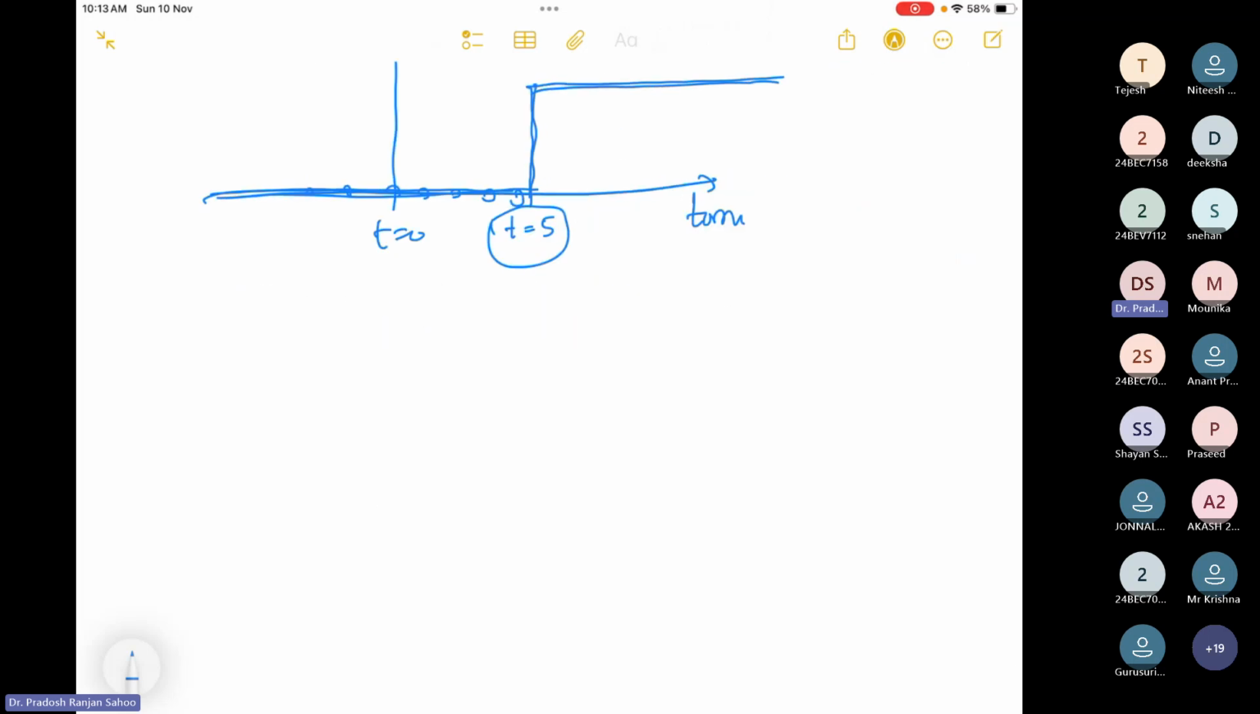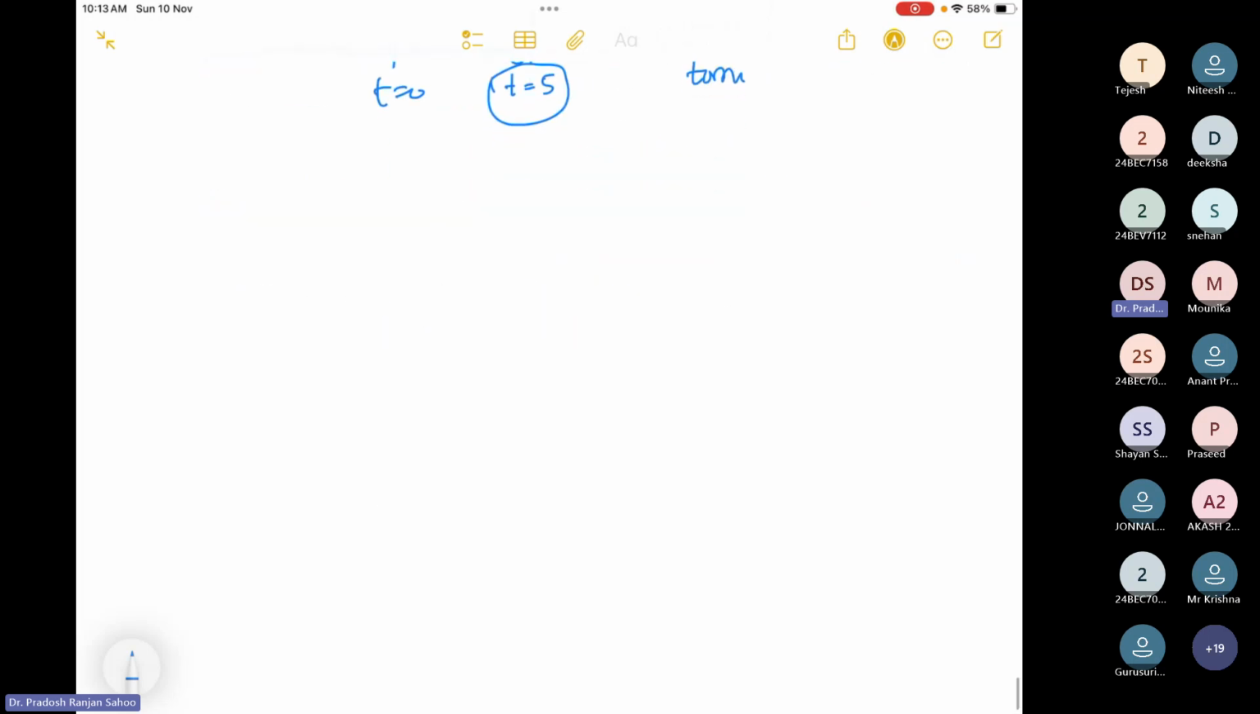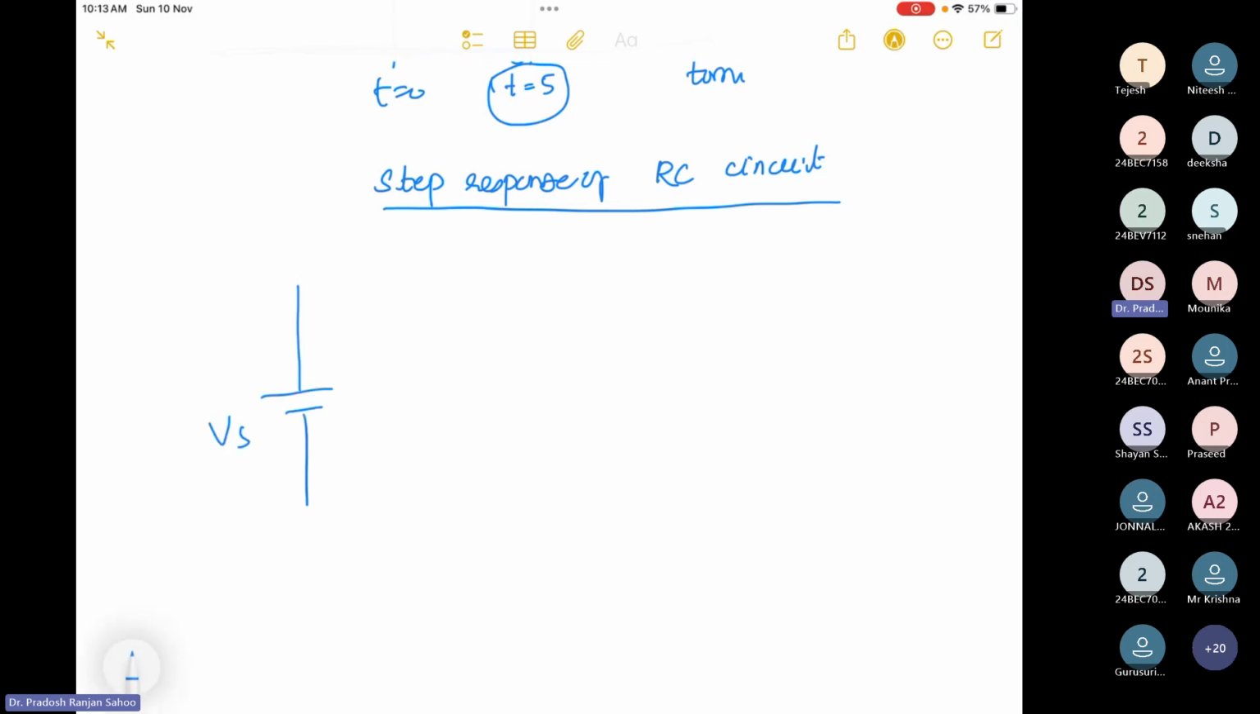Now we start with the step response of a series RC circuit. So, step response of an RC circuit. If you have your class note with you, you can see here we have a battery Vs, and we have a series resistor R here, and there is a capacitor C, and the circuit is going to be switched at t equal to 0. The circuit is going to be closed at t equal to 0.